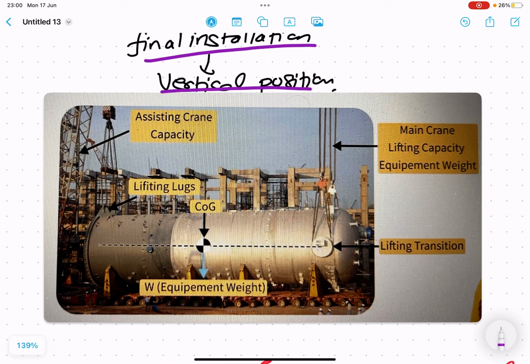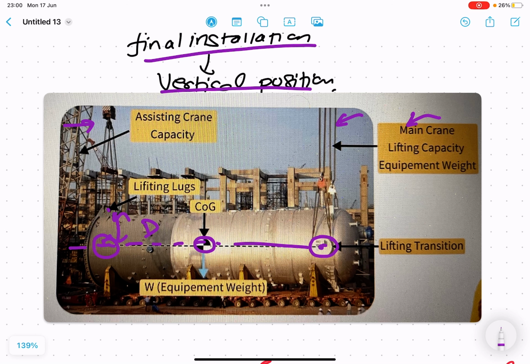This is the picture that I got from the net. This is the main crane, and this is the assisting crane, or the tailing crane. Now here you observe one very important thing. This is the CG line, this is basically the CG. One lifting point, the lifting point of the main crane, is passing through the CG, but the lifting point of the other crane is at a distance d from the CG.